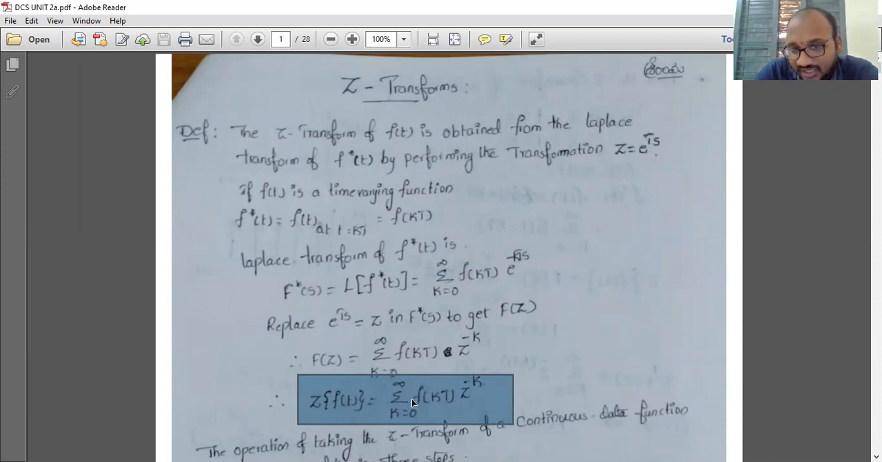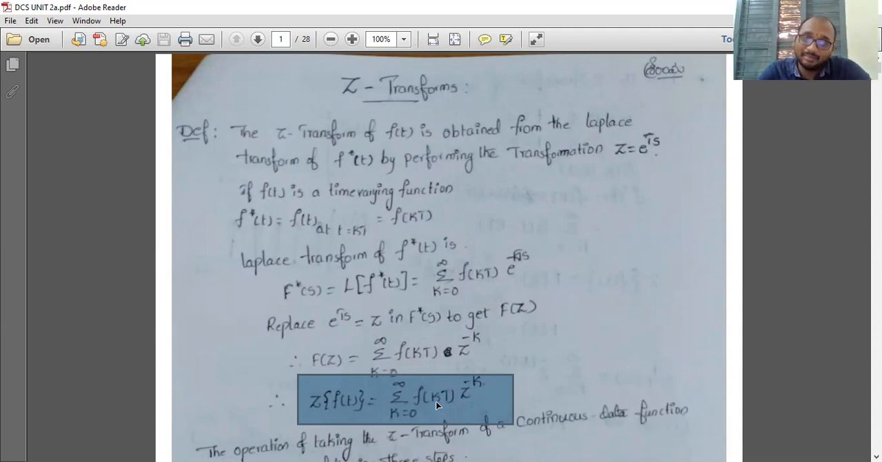Here f of kt is nothing but our sampled signal, or the signal after applying the sampling process. Before applying the sampling process, our signal is a continuous time varying signal, that is f of t. After applying the sampling process, it is converted into f star t, that is f of kt.